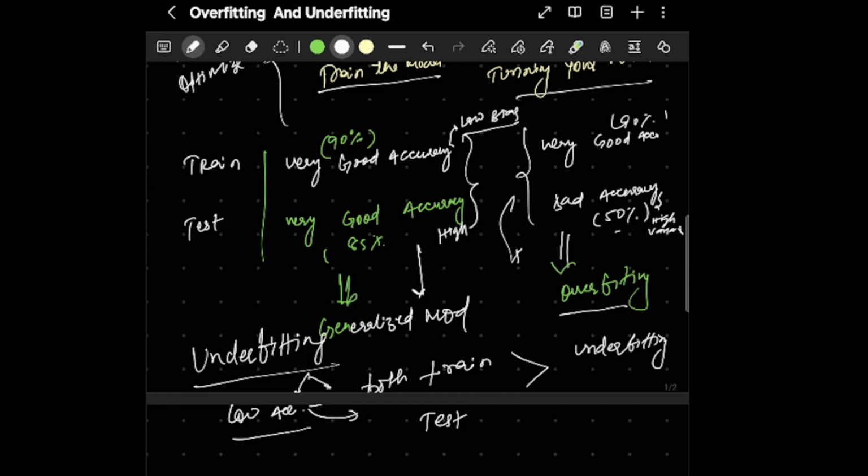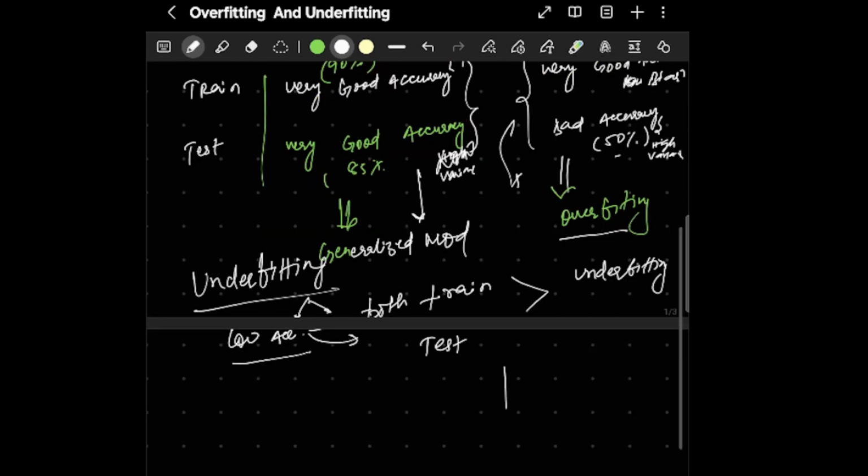If the model has low accuracy on both the training and the test data, this means the model is not trained well, even on the training data, leading to poor performance overall. Here the model exhibits high bias and high variance. Right? Understand?